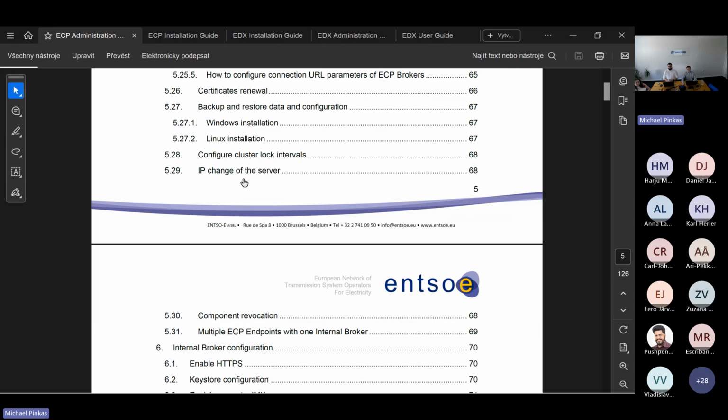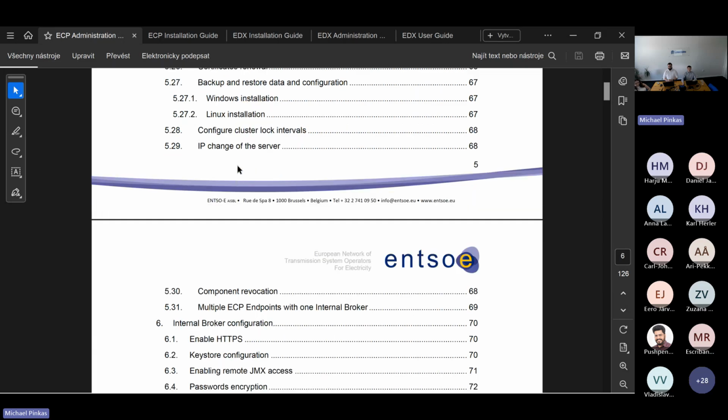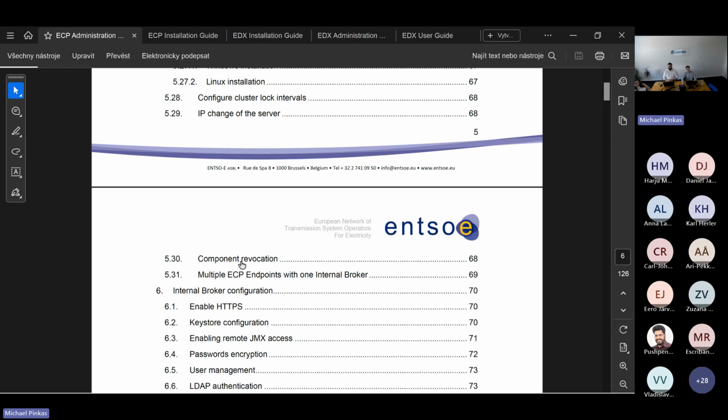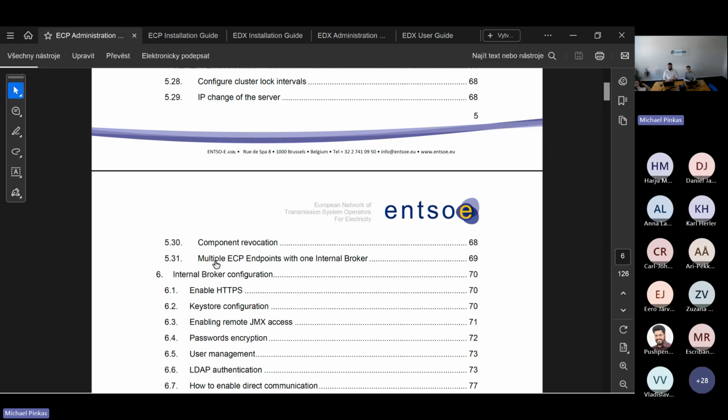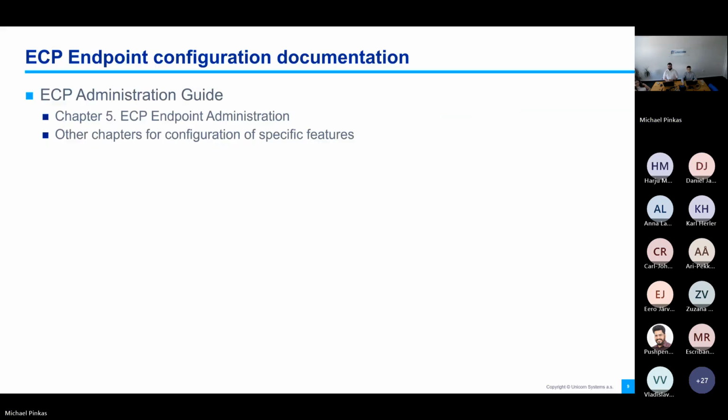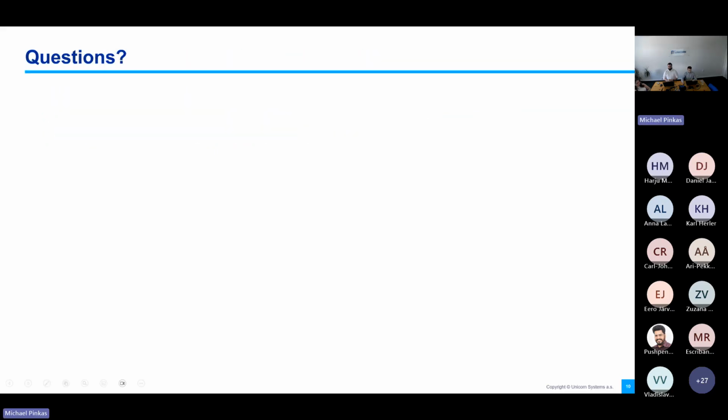Next, we have chapter how to change the IP address on the server, how to revoke the component in case you need to revoke the endpoint, it is no longer being used. And next we have the chapter for multiple endpoints with one internal broker. This relates to the properties for the queue prefixes that you need to set up. So that would be everything for the ECP endpoint, and now is the time for your questions.